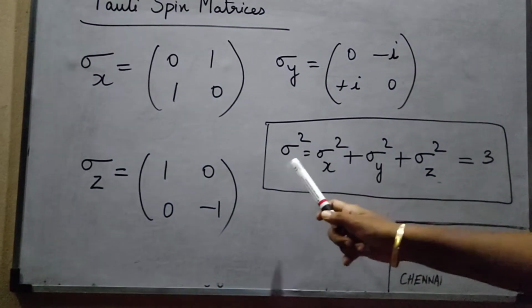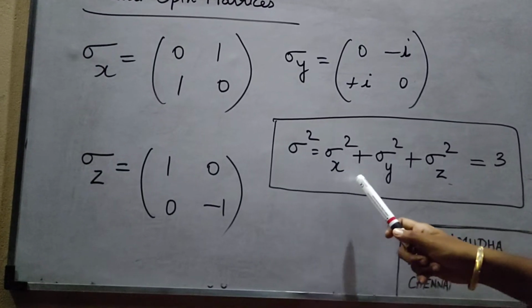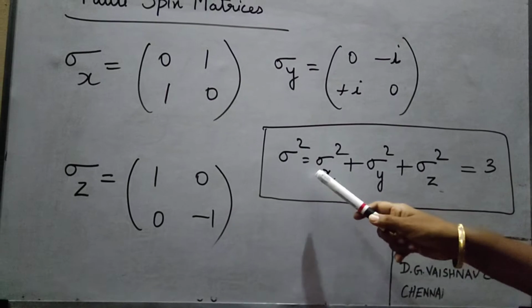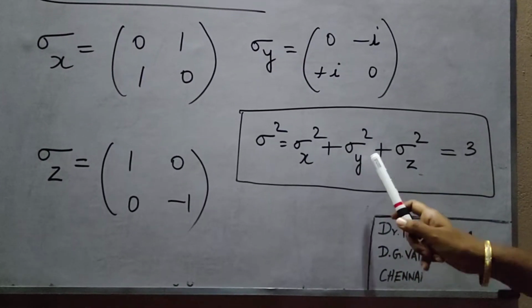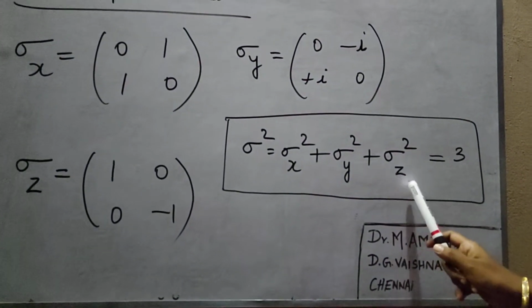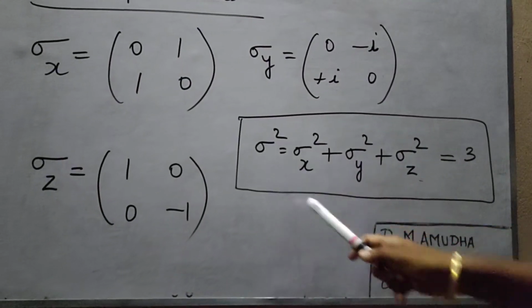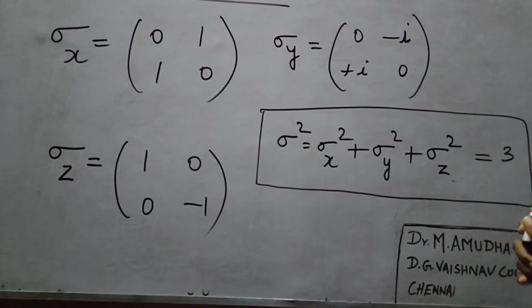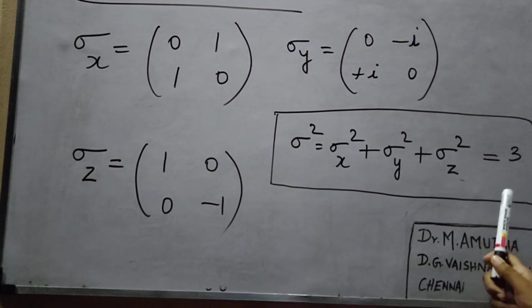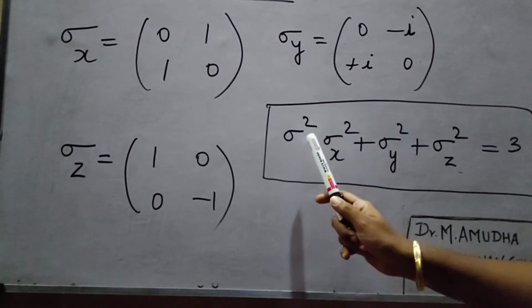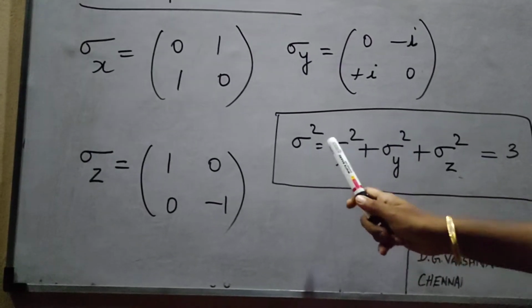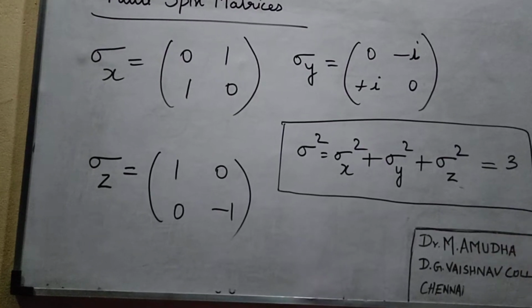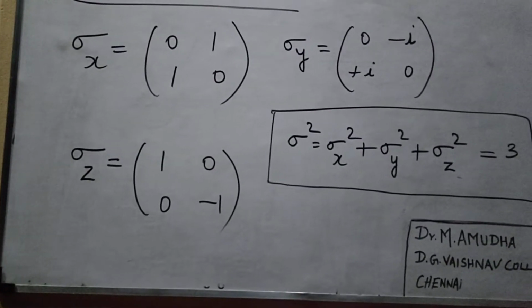And we can also prove that sigma squared is equal to sigma x squared plus sigma y squared plus sigma z squared is equal to 3. So, sigma x squared is equal to 1, sigma y squared is equal to 1, sigma z squared is equal to 1. When you add these three, the solution is 3, and the square of the summation of these three matrices is equal to sigma squared. We will also prove this in the coming session.